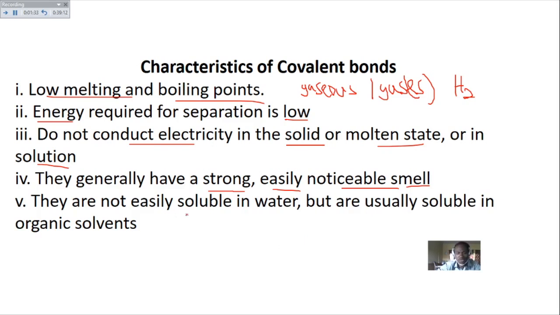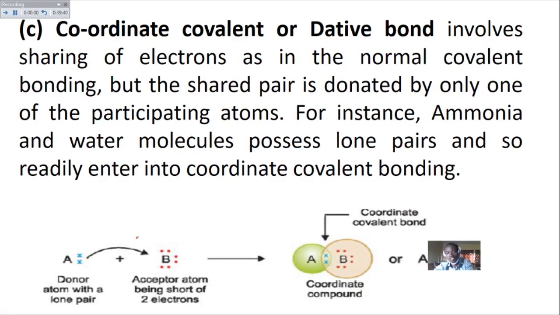They are not easily soluble in water. So why are they not soluble in water? Because they don't have a polar nature where you have positive or negative ions, and that is the only thing that can make them soluble in water. But they are usually soluble in organic solvents because organic solvent is a non-polar solvent, and they too are non-polar. It's easier for them to become soluble in organic solvents.